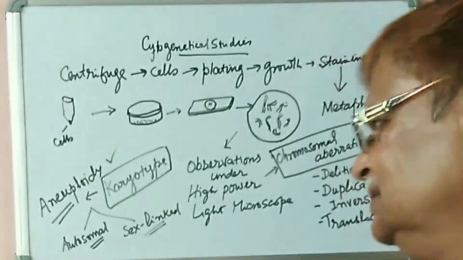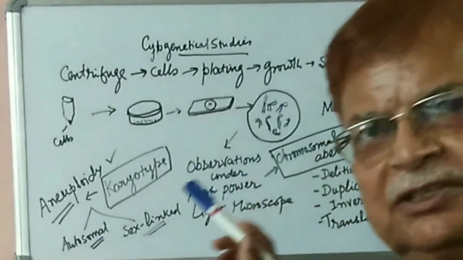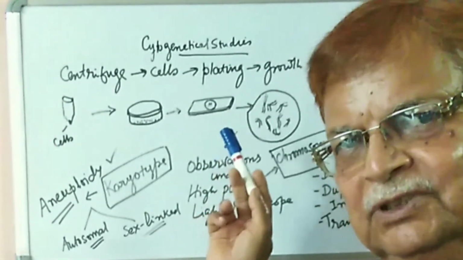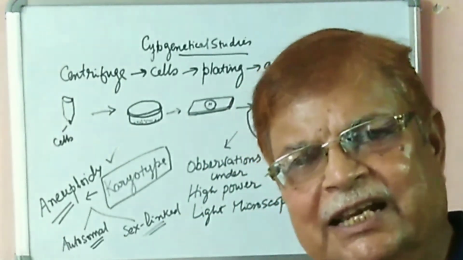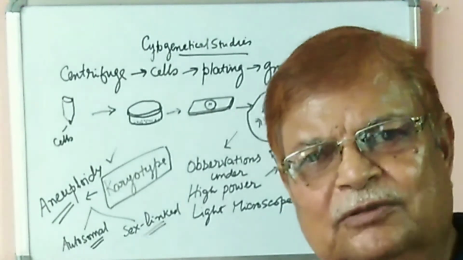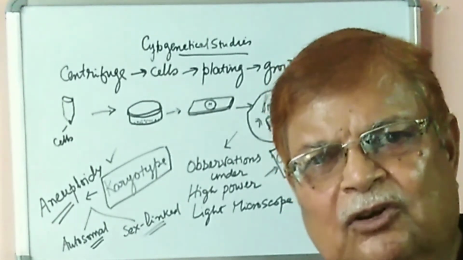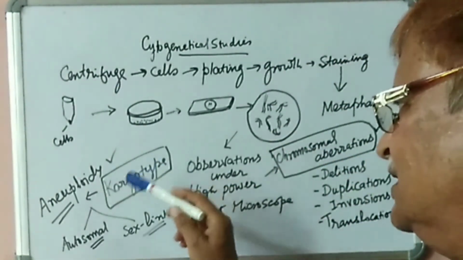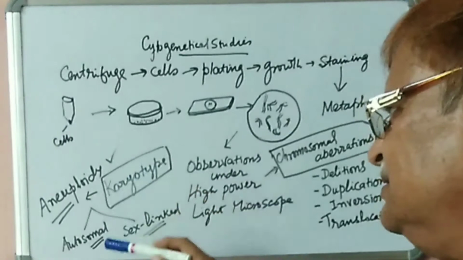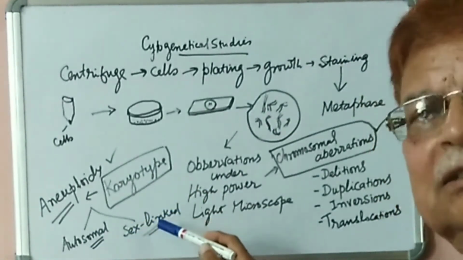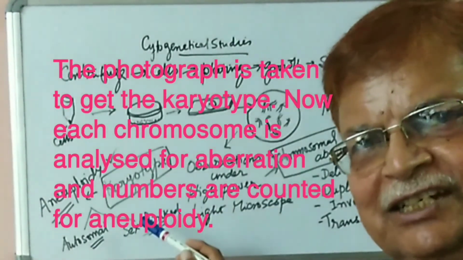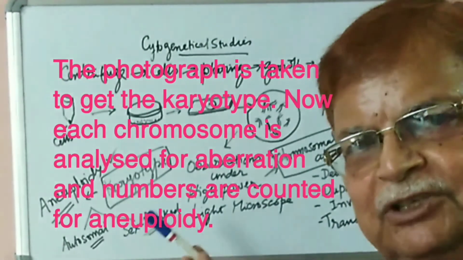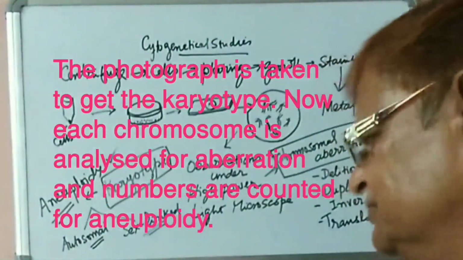For the observations, the photograph is taken in the light microscope and the chromosomes are arranged just to have the karyotype of the chromosomal pattern, and then the aneuploidy can be seen in autosomes, or if they are sex linked, then the changes in the sex chromosomes can be observed, the number changes can be observed.